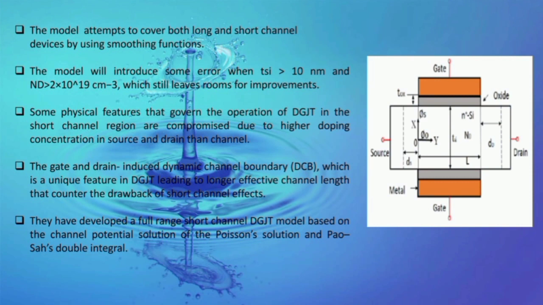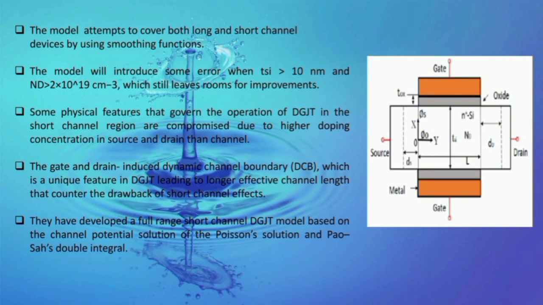A lot of models developed for the double gate junctionless transistor, including some recently published work, focus mainly on long channel devices. Some short channel models have been developed, but most of them are valid only in the subthreshold region. The ideal limit is 60 mV per decade. The model will introduce some errors when the thickness of the silicon is greater than 10 nanometers and the ND value is greater than 2 × 10^19 per cubic centimeter.